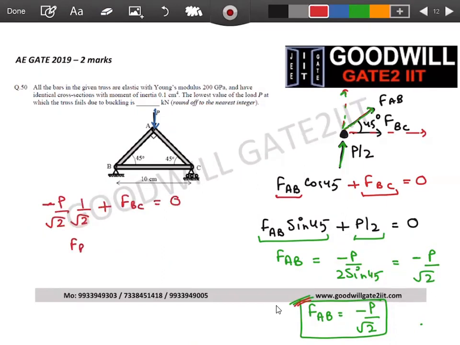So what is FBC, guys? Force in BC member. This goes to the other side. Root 2 into root 2 is 1. So this is P by 2. Although it is not needed, but still I have calculated this.